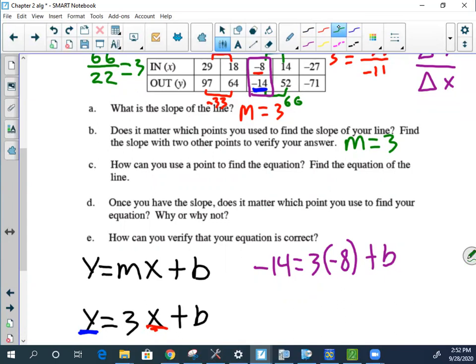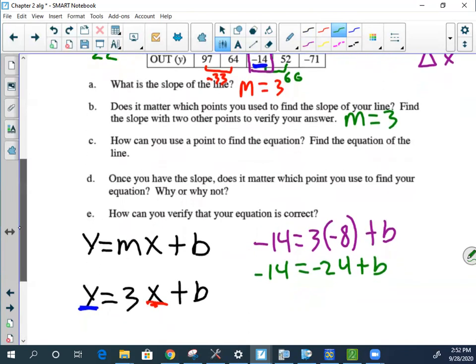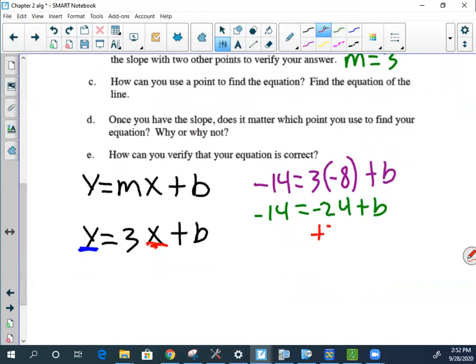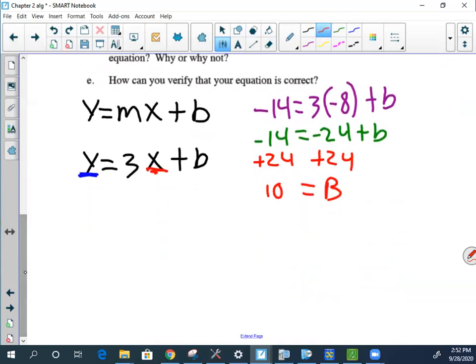Then I can just simplify. I have negative 14 equals negative 24 plus b. The only thing I have to do is solve for b. If I add 24 to both sides, I will get that b equals a positive 10. So my equation now is y equals 3x plus 10.